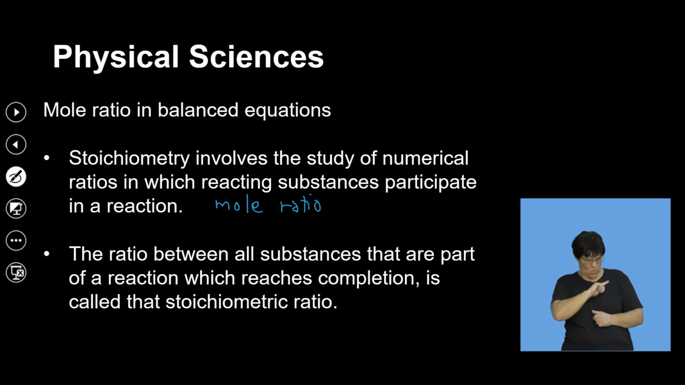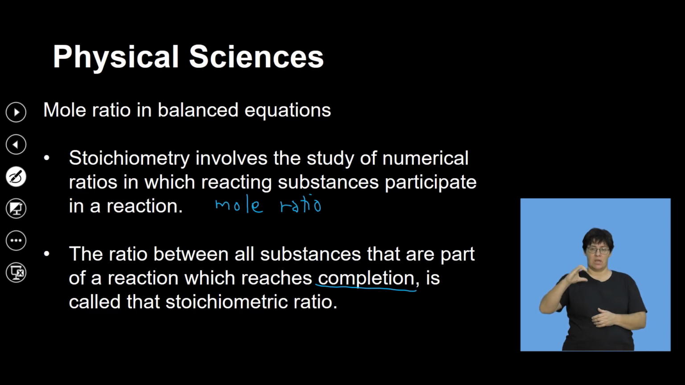Why the mole? I think we've overemphasized the fact that the mole is the SI unit. So if we talk about the quantity of a substance in a chemical reaction, we shall draw attention to the mole. The ratio between all substances that are part of a reaction which has reached completion, that's a very important term, is called the stoichiometric ratio.